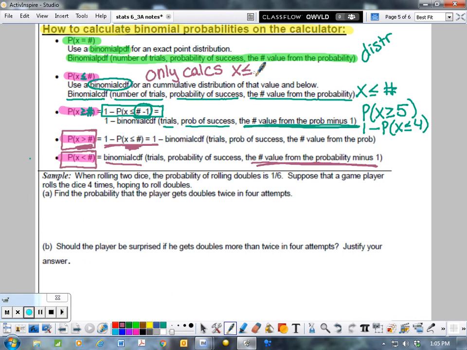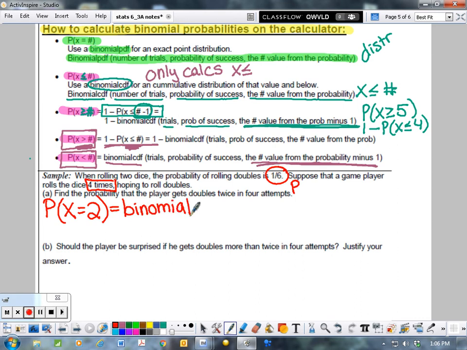Okay, so let's walk through a couple problems just to see how this works. When I'm rolling 2 dice, the probability of rolling doubles is 1/6. Suppose that a game player rolls the dice 4 times, so that's my n, hoping to roll doubles. Find the probability that the player gets doubles twice. So I want the probability that we get doubles twice in 4 attempts. So this is going to be a binomial.